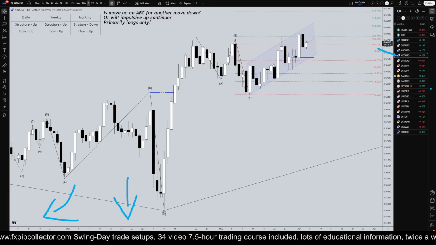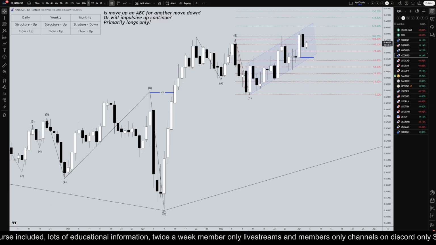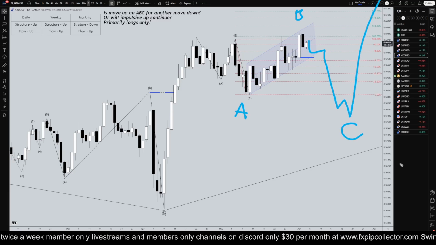Otherwise, the Kiwi dollar is still staying within this tight little channel to the upside, and it is definitely higher highs, higher lows, higher highs, higher lows, higher high. There's no break of structure down. There's no engulfing down. I do not disagree with anybody that looks at this as a possible ABC and possibly going down for a C before it continues up.